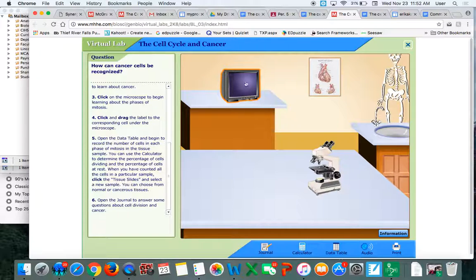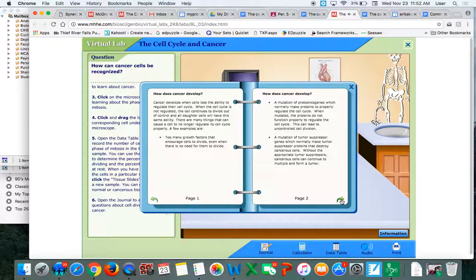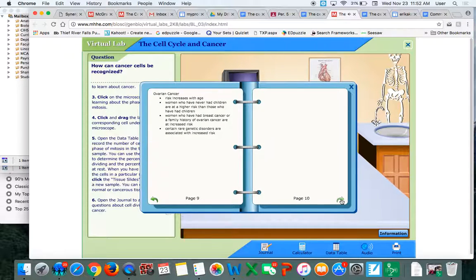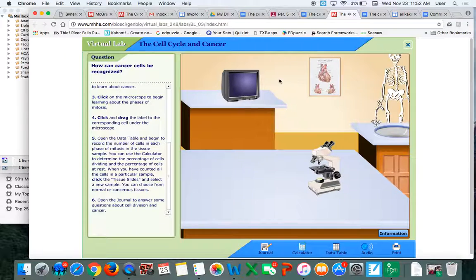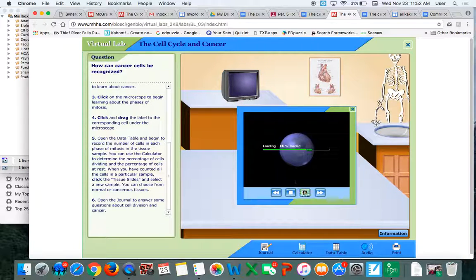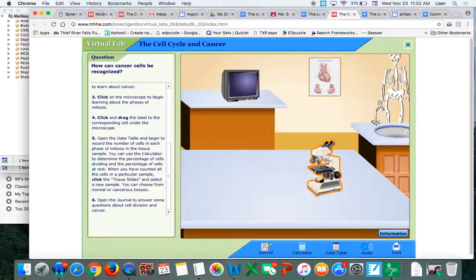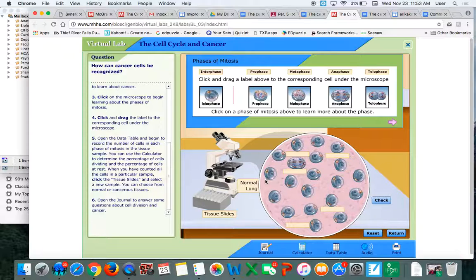Okay, watch the video, learn more about cancer, the information, scroll through there. You want to do that first. Watch this little video that's on this TV. Then you'll click on the microscope. And this is where you'll be able to look at normal lung tissue, cancerous lung, normal stomach, cancerous stomach tissue, normal ovary, and cancerous ovary tissue.